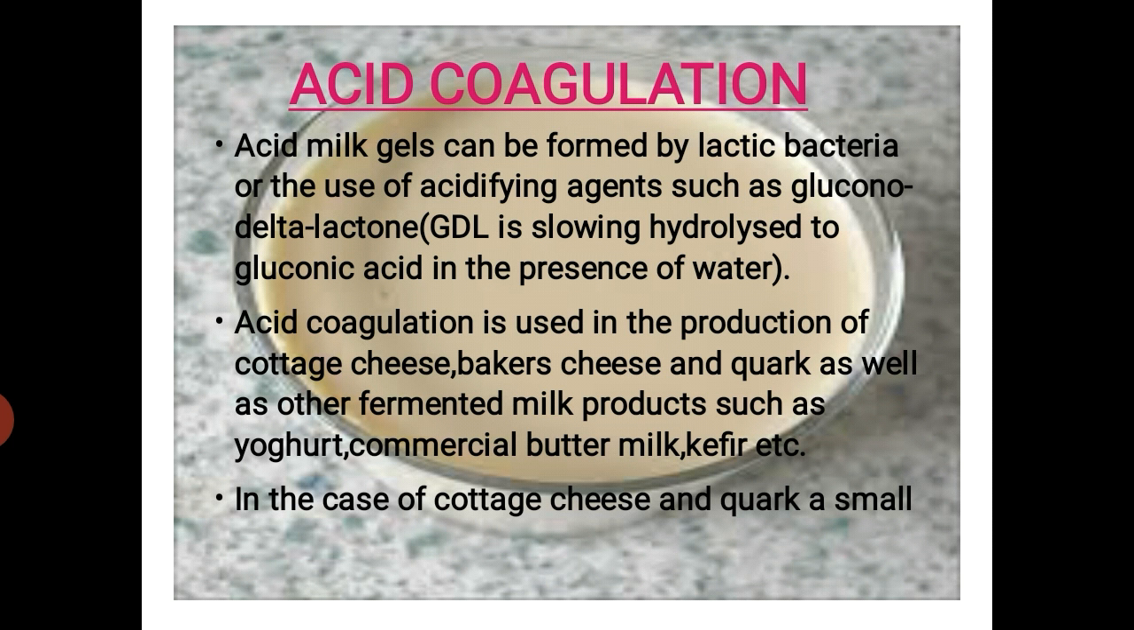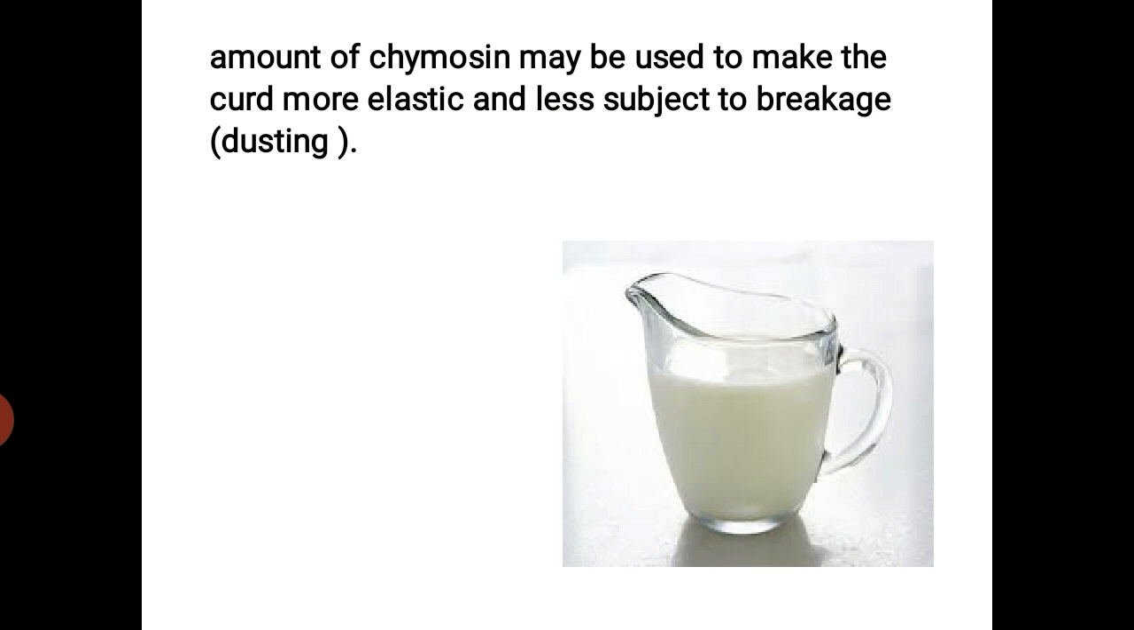Then acid coagulation of milk. Acid milk gels can be formed by lactic bacteria or the use of acidifying agents such as glucono-delta-lactone. GDL is slowly hydrolyzed to gluconic acid in the presence of water. Acid coagulation is used in the production of cottage cheese, baker's cheese, and quark, as well as other fermented milk products such as yogurt, commercial buttermilk, kefir, etc. In the case of cottage cheese and quark, a small amount of chymosin may be used to make the curd more elastic and less subject to breakage or dusting.